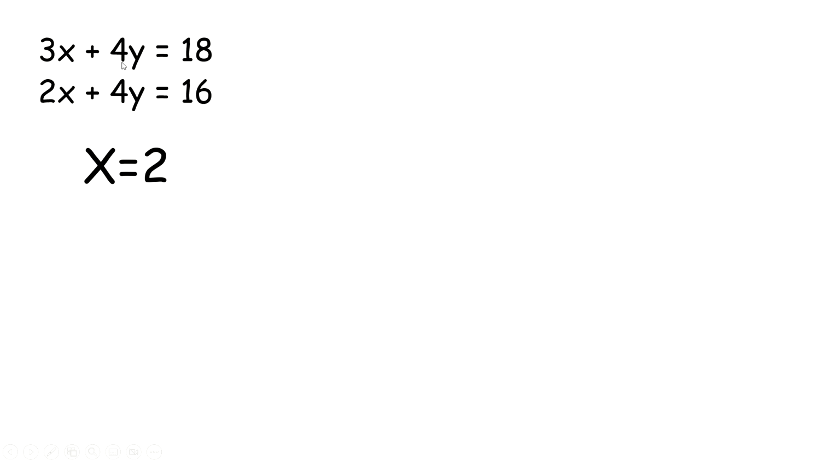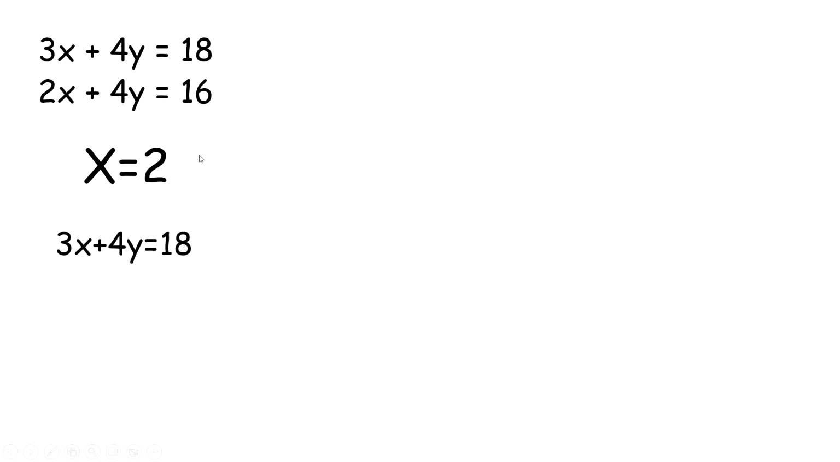So 3x plus 4y equals 18, minus 2x plus 4y equaling 16. 3x minus 2x is x, 4y minus 4y is 0, and 18 minus 16 is 2. So that's how you figure out x or y. In other questions, it could be like A and T or some random letters, but you have to figure one out first.